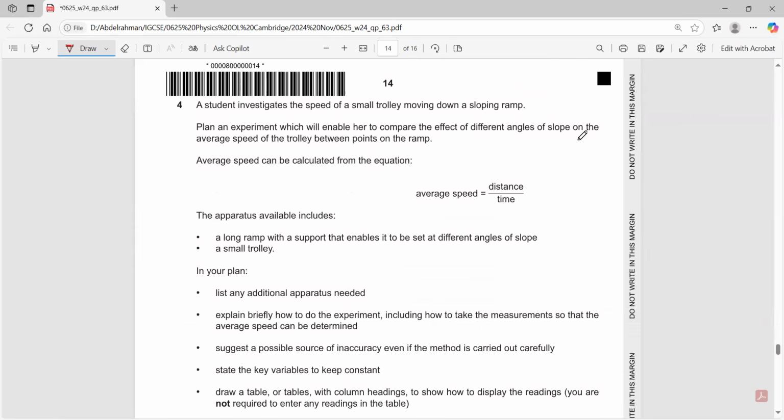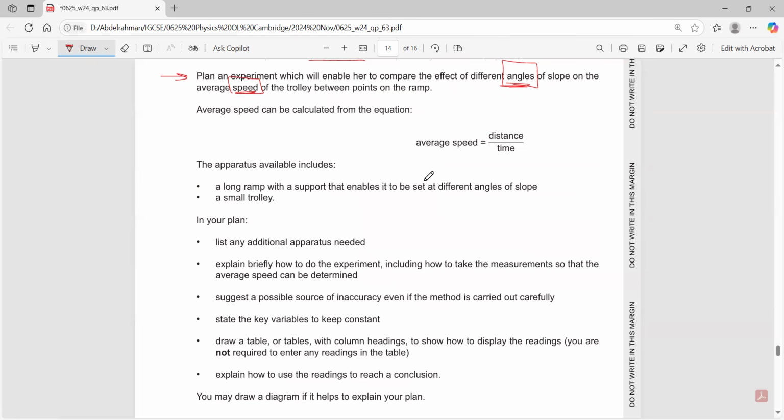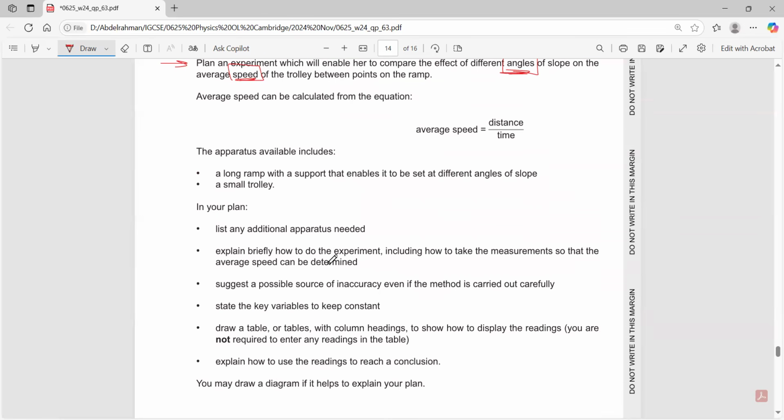Plan an experiment. So he's investigating the speed of a small trolley moving down a sloping ramp. Plan an experiment which will enable her to compare the effect of different angles on the speed. So basically, she is changing the angle and measuring the speed. The apparatuses are the long ramp and a small trolley. It's quite obvious we need a lot more apparatuses.